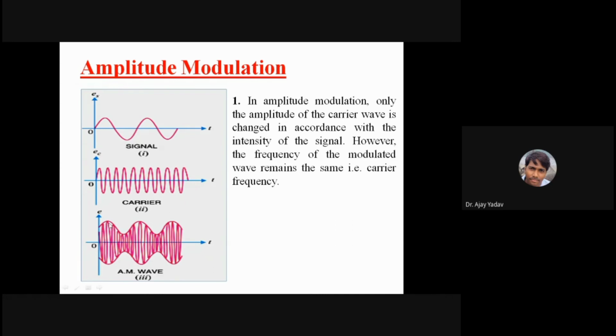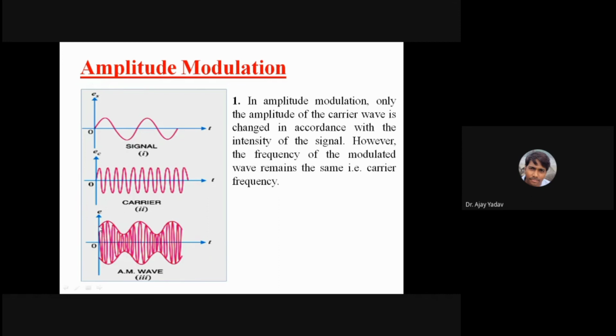So here if you see the envelope, the amplitude of the resultant signal is maximum where the data signal amplitude was maximum. The resultant signal amplitude becomes minimum where the data signal amplitude was minimum, and the cycle is repeated. Is that clear to everyone? Yes, sir. Okay, so same thing I'm writing here. In amplitude modulation, only the amplitude of the carrier signal is changed in accordance with the change in the data signal. However, the frequency of the resultant signal remains the same as that of the carrier signal.